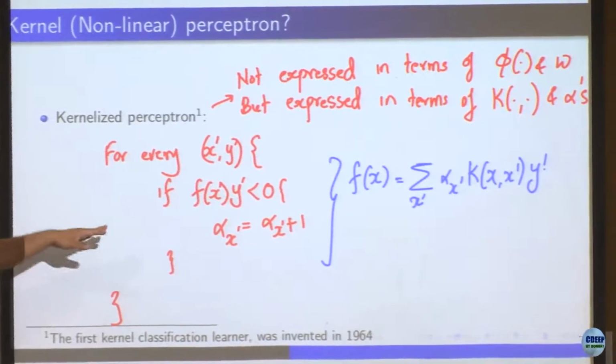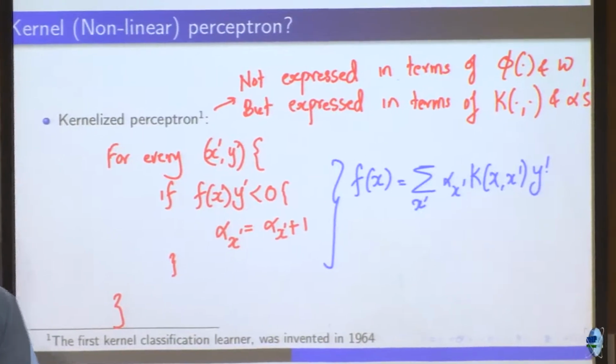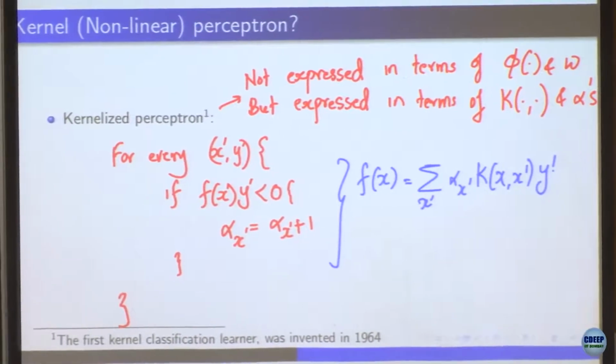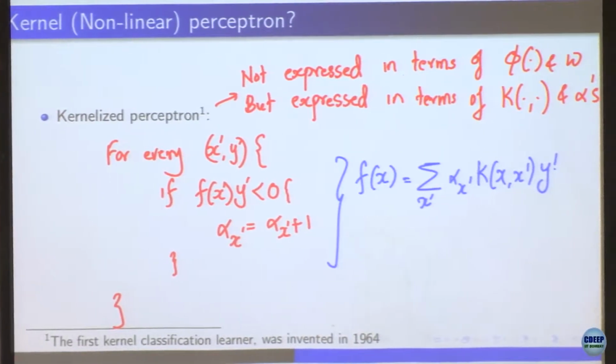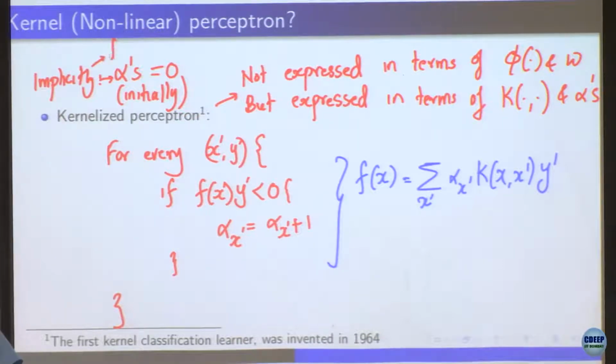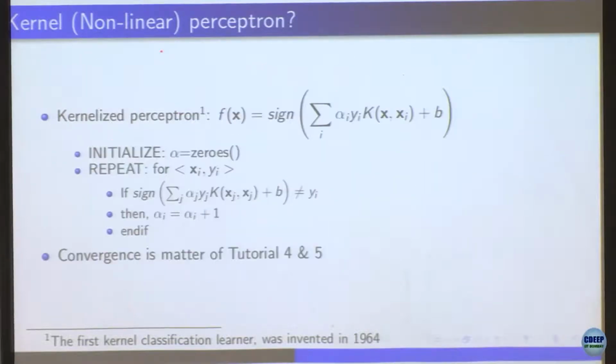Sign, but if f(x') y' is less than 0. Does it make sense? What will be, in this scheme of things, what are the alphas actually initialized to? So implicitly, alphas are 0 initially. That's basically the same as saying that f0(x) is always 0, identically 0. Okay, so this is the simple algorithm.